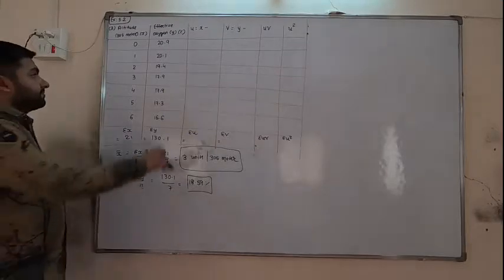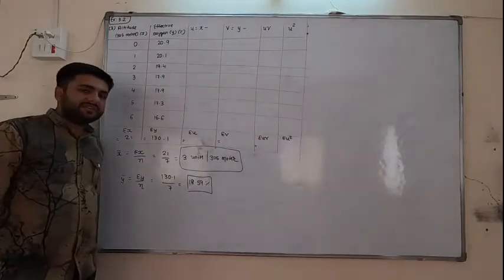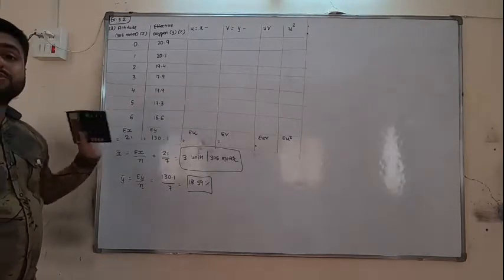Then 20.9, 20.1, 19.4, 17.9, 17.9, 17.3, 16.6 sum to 130.1, and 130.1 upon 7 is 18.585, so 18.59 percentage. Now, here there is no such big value, so scale is actually not required. It is 3, and if we take 3, then this U should be 0.